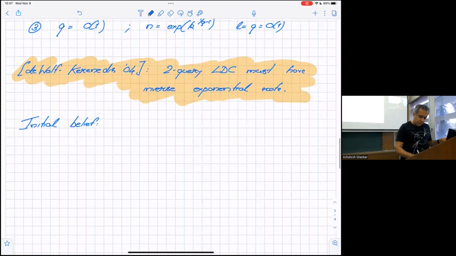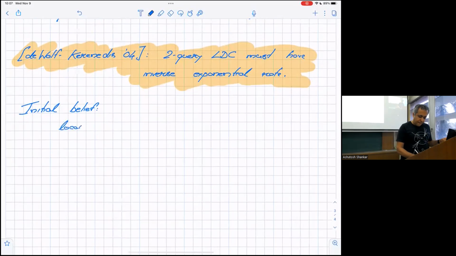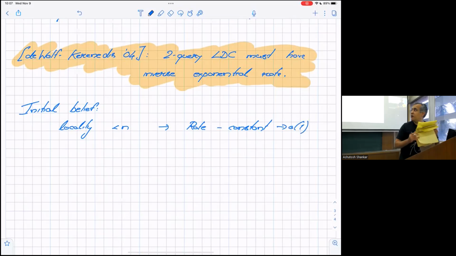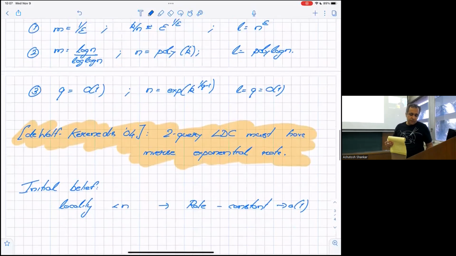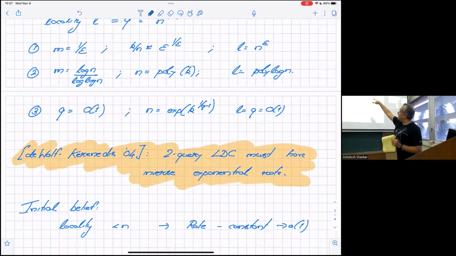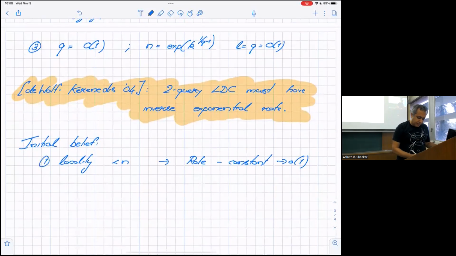That if the locality is anything less than n, then the rate is less than a constant, and in fact is little over 1. That is the rate. Notice that if I want the locality to keep improving, even at constant rate, the rate is getting smaller and smaller and smaller. That's one thing that happened, and it said that if the locality is constant, they felt that then the rate must be inverse exponential.